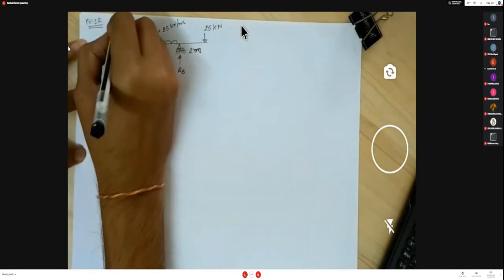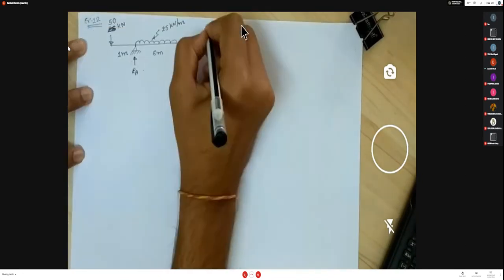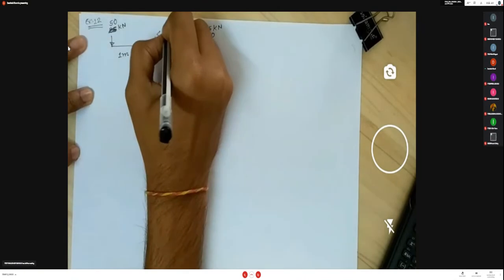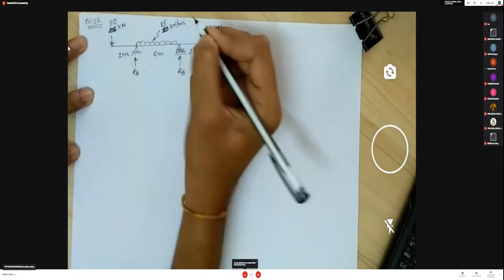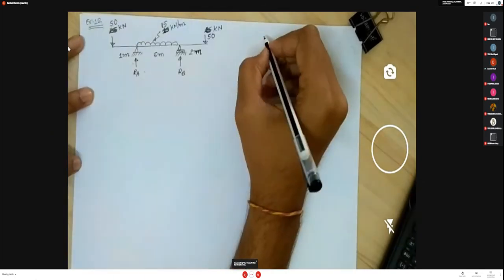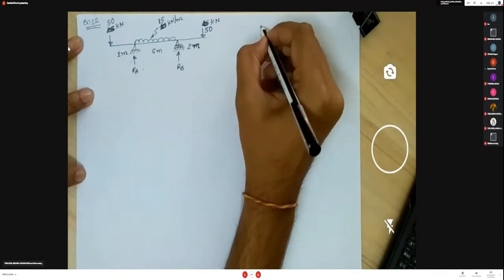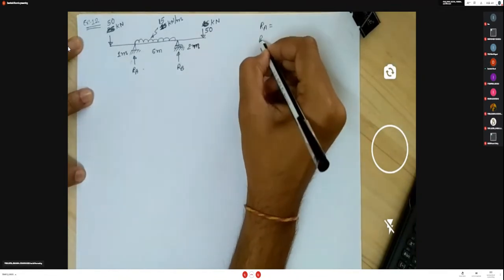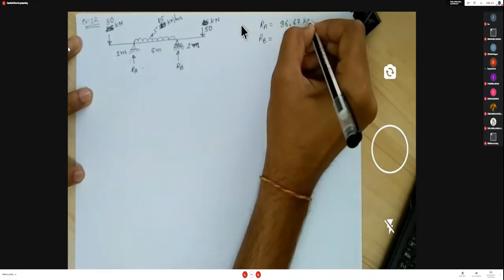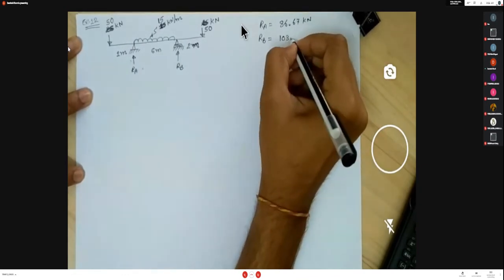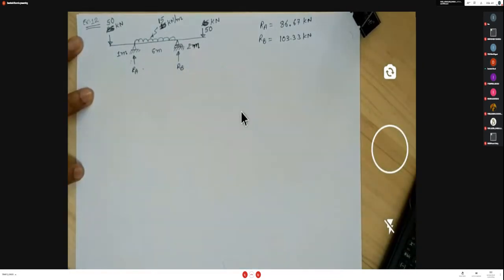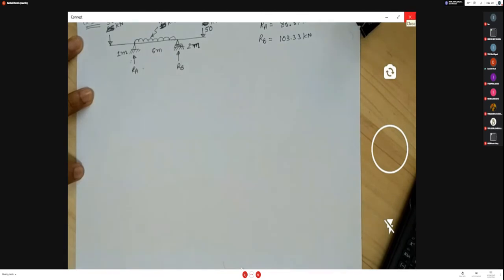We change this value here. It's not good. So 50. So the calculation is your homework. You have to calculate the reactions RA, RB. So we get RA is 86.67 kilonewton and RB is 103.33 kilonewton. Okay. Simply you have to apply the equilibrium conditions and find out the support reactions.